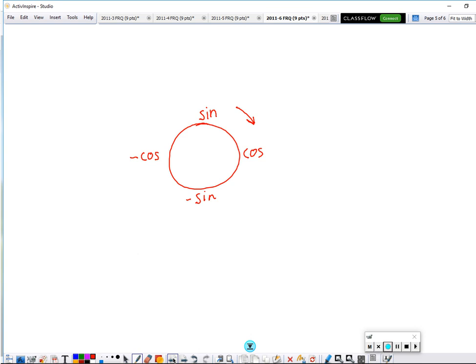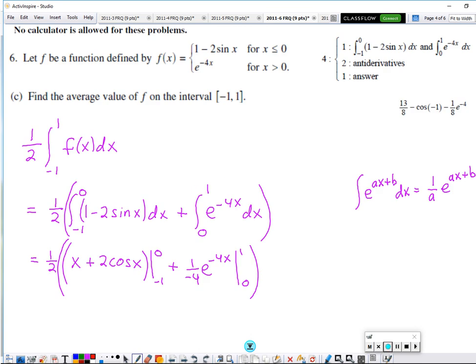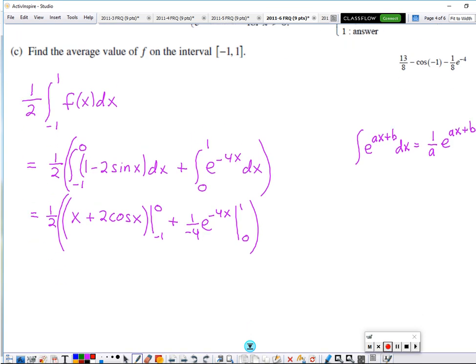Next one. Back to here. Okay, the good news is now, because it's an FRQ, all I have to do is plug everything in and make sure my parentheses are in the right places, and I get the last point. Put a 1/2 here, parenthesis. I need to plug in 0 for x, plus 2 cosine of 0, minus, parenthesis again, plug in -1, plus 2 cosine of -1.